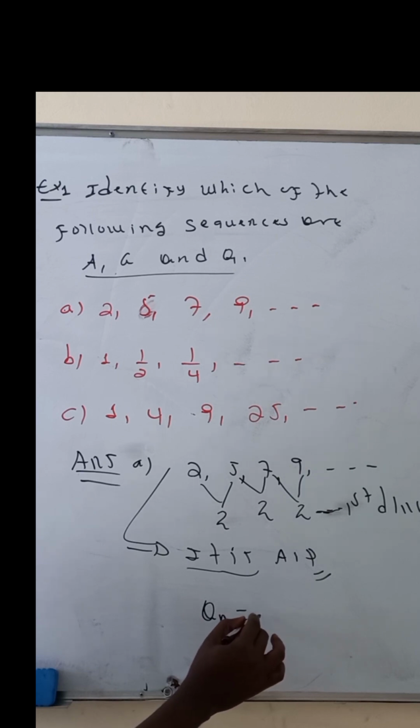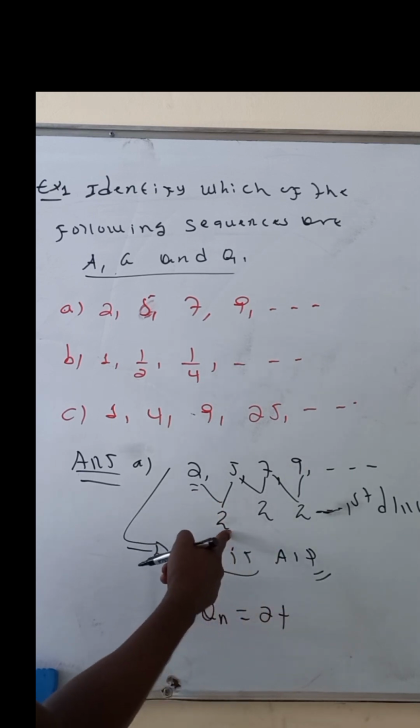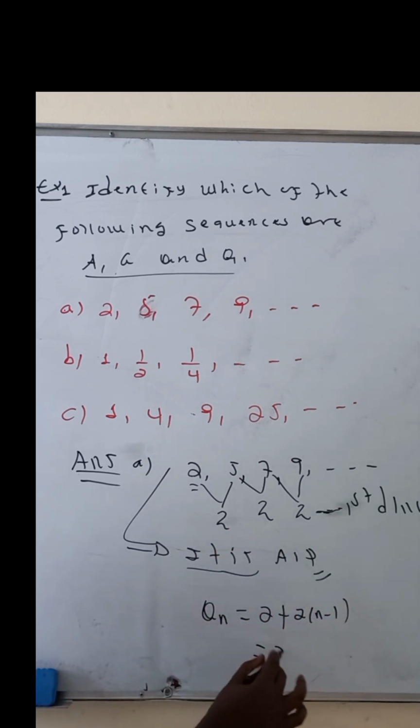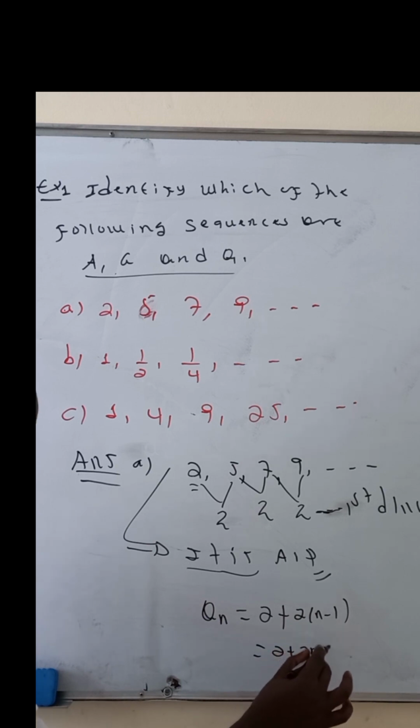An is equal to a1. A1 is 2, plus d, the common difference, 2, into n minus 1. So this is exactly 2 plus 2n minus 2. This is cancelled by this one. So the nth term for the sequence will be 2n.